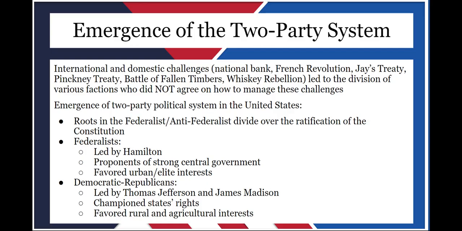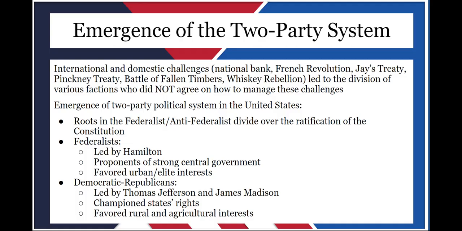And don't get confused, the Democratic Republican Party is not related to either the Democrat or the Republican Party today. Okay, so they're not the same thing. There are definitely some party changes that this party will undergo, significant changes. So don't relate it in your mind to either today's Democratic Party or today's Republican Party.